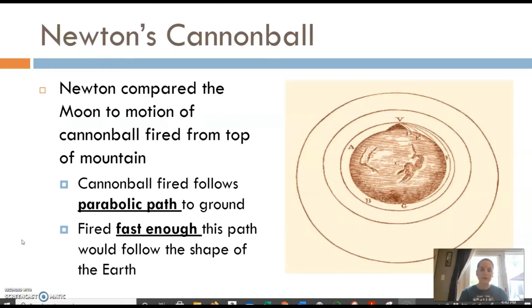So using the idea of a cannonball, Newton compared the moon to the motion of a cannonball being fired from the top of a mountain. And so if we give the cannonball enough horizontal velocity, it's going to carry on around in that orbit. Okay, so if it's not enough horizontal velocity, then it's going to fall down the parabolic path. If it is enough, then it's going to continue in that shape around that object. In this case, it's going to continue in an orbit.